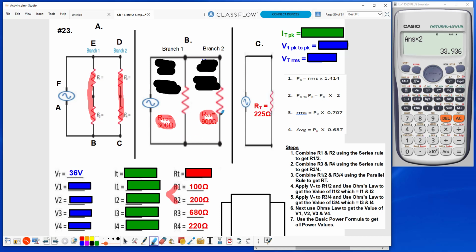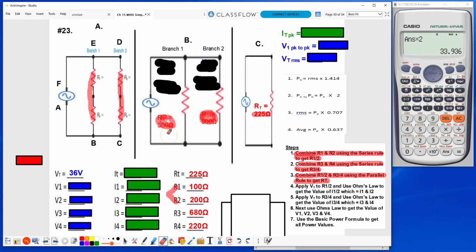Now I've got two resistors in parallel. I apply the parallel formula to the 300 ohms and the 900 ohms. That gives me my RT of 225 ohms. So here we combined R1 and R2 using the series rule to get the R12 value. We combined R3 and R4 using the series rule to get the R34 value. We combined R1/2 and R3/4 using the parallel rule to get RT.